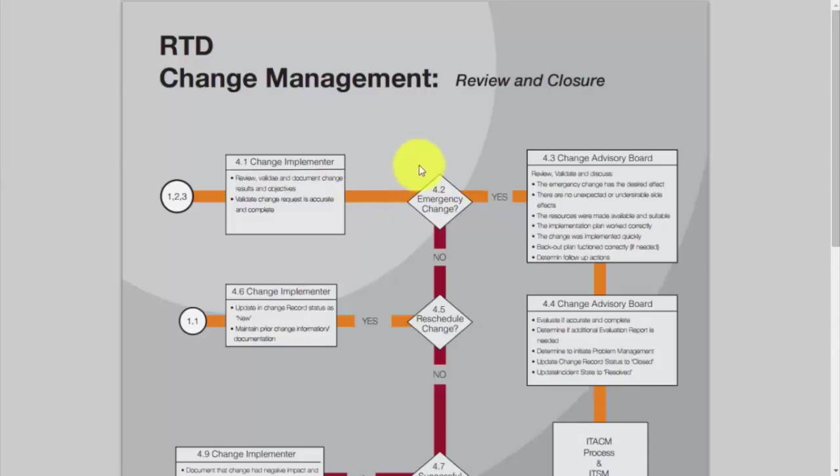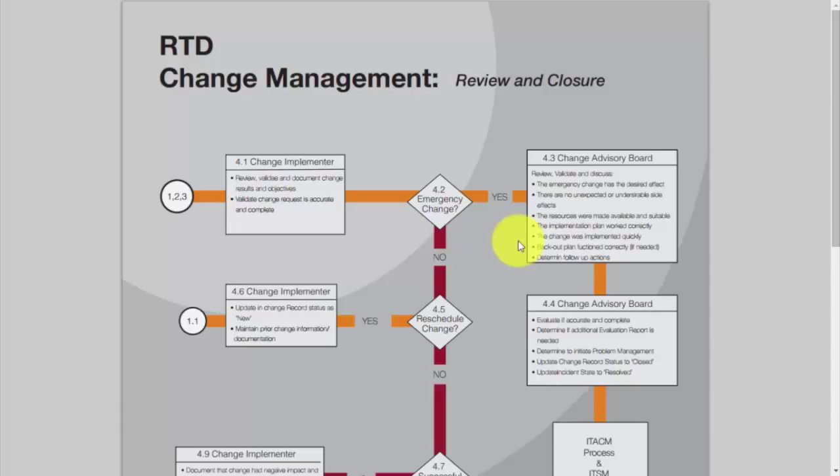If it was an emergency change, then the Change Advisory Board will review, validate, and discuss a number of different elements. Did the emergency change meet the desired effect? Were there no unexpected or undesirable side effects to the emergency change? The resources that were made available, were they suitable? Did the implementation plan work correctly? Was the change implemented quickly? Did the backup plan function correctly if it was necessary to use it? And then what are some follow-up actions that might need to be done?